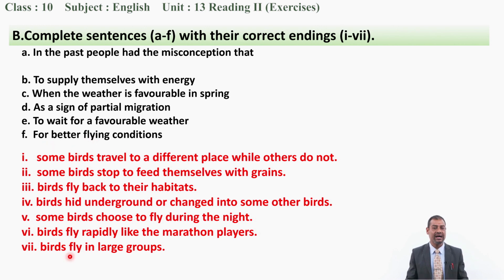Now the remaining halves are 1. Some birds travel to a different place while others do not. 2. Some birds stop to feed themselves with grains. 3. Birds fly back to their habitats. 4. Birds hide underground or change into some other birds. 5. Some birds choose to fly during the night. 6. Birds fly rapidly like the marathon players. 7. Birds fly in large groups.